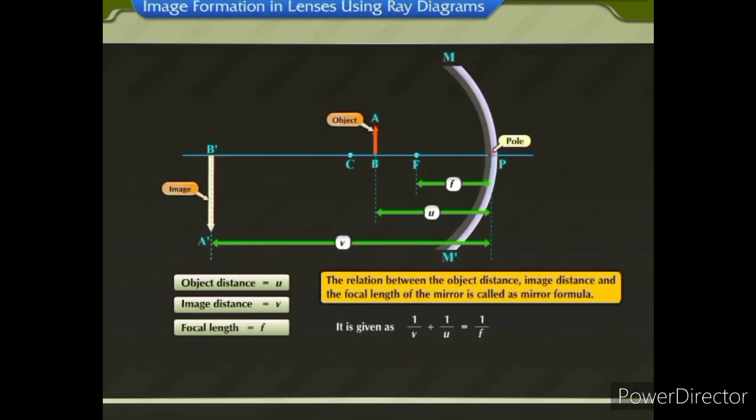In spherical mirrors, we used the mirror formula with certain sign conventions to find the position, size and type of the image formed. Similarly, for lenses we have sign conventions and the lens formula. Let us explore more about it.